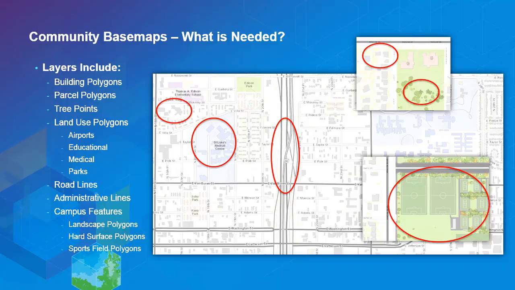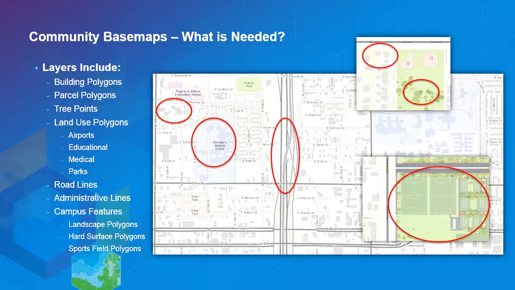But we're looking for polygons like parcels and land use polygons, things that reference schools and medical facilities or parks, local parks and national parks. We're also looking for road features as well as the rail symbols, and administrative lines. Administrative lines mean the city boundaries or the county boundaries. And then campus features. And campuses are becoming a growing community within our base maps.